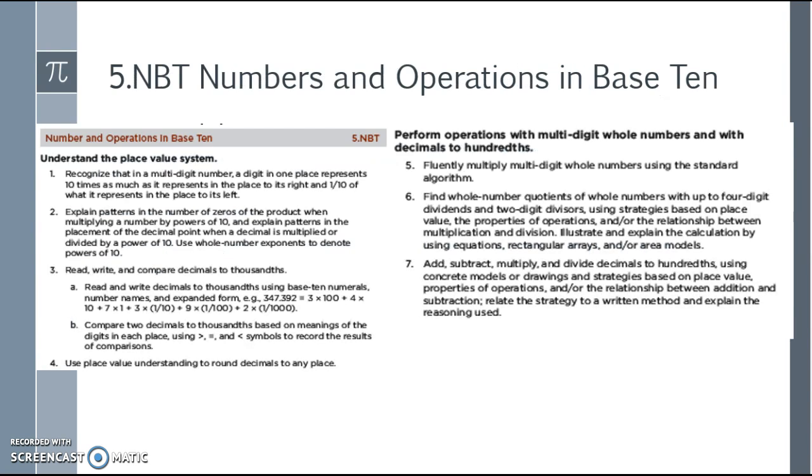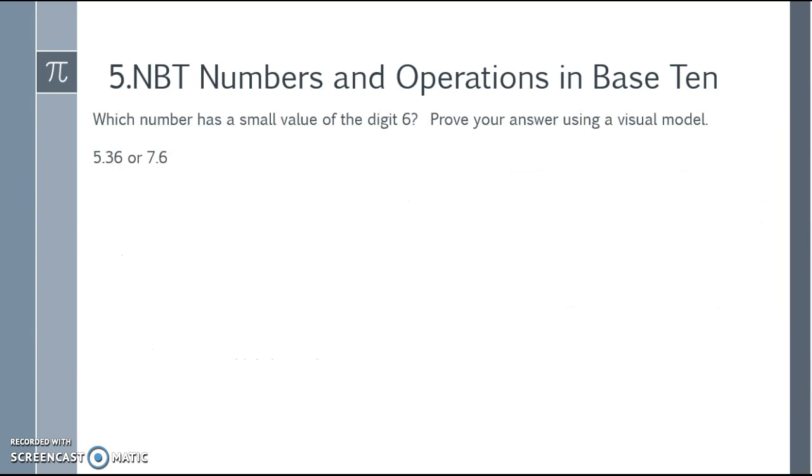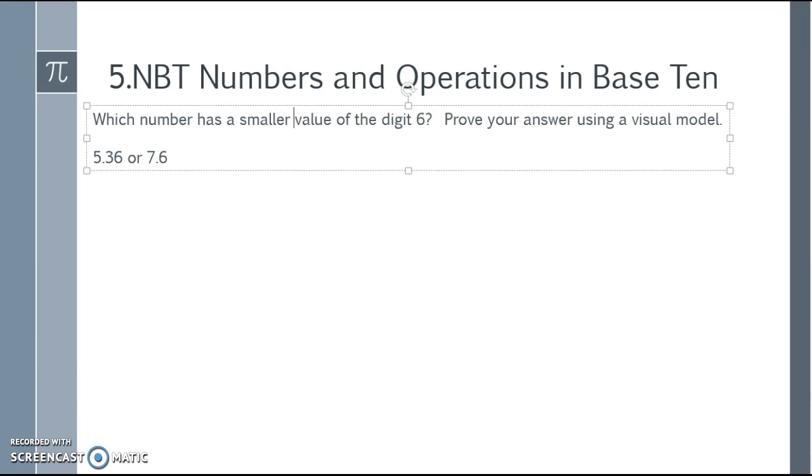Numbers and operations in base 10. We have 7 different standards that we have to cover. Which number has a smaller value of the digit 6? Prove your answer using a visual model. 5 and 36 hundredths or 7 and 6 tenths.